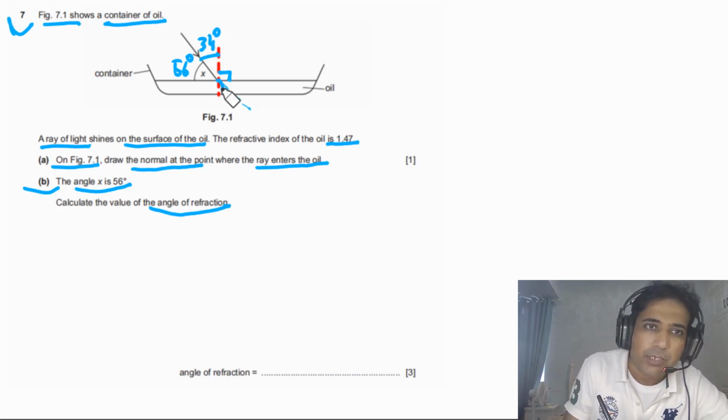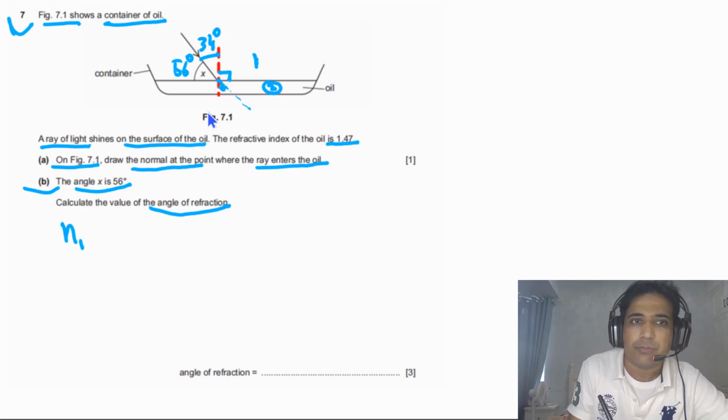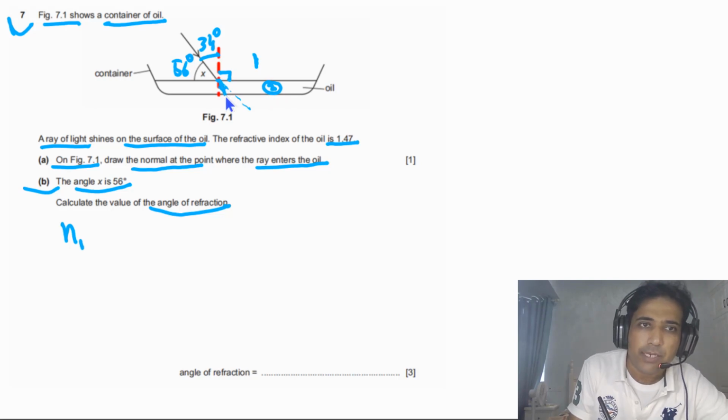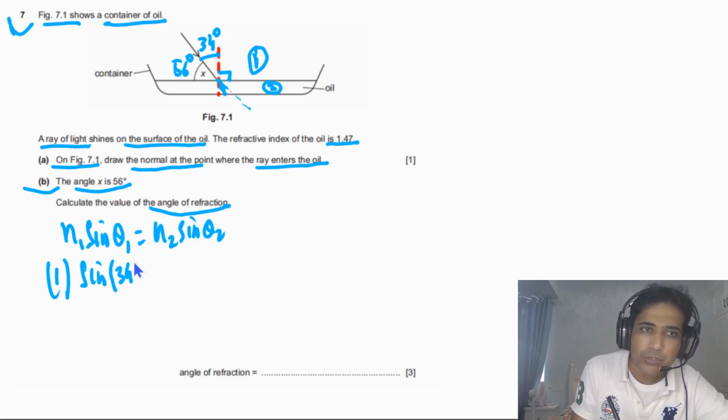So we need to calculate the angle of refraction, and simply we have to use Snell's law. N1 is for medium 1 and N2 is for the second medium, so the ray of light will go like this. We have N1 sine of theta 1 equal to N2 sine of theta 2. This is medium 1, this is medium 2. N1 for medium 1 is 1, this is air. So here we have sine of 34 degrees.